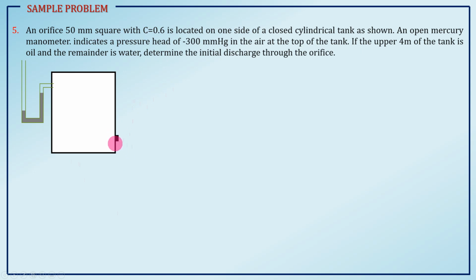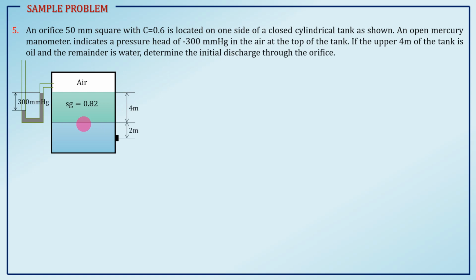An open mercury manometer indicates a pressure head of 300 millimeter Hg. Ayan. So, yan yung sa difference in elevation of the mercury here sa ating manometer. So, ginamit yan to calculate the pressure in the air at the top of the tank. Ayan. So, if the upper 4 meters of the tank is oil and the remainder is water, determine the initial discharge through the orifice. Ayan.